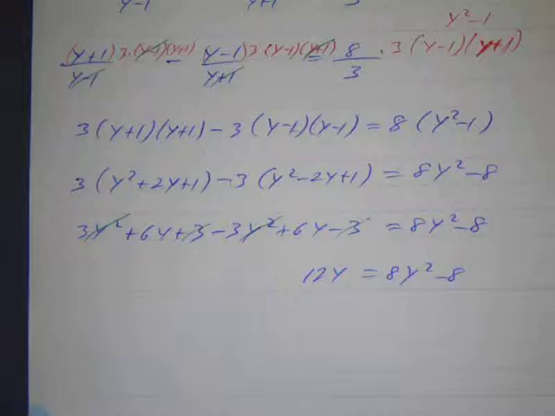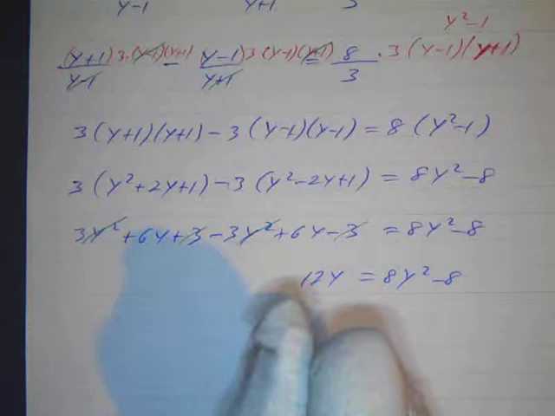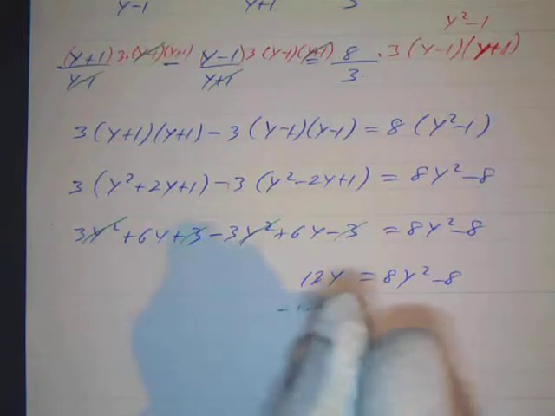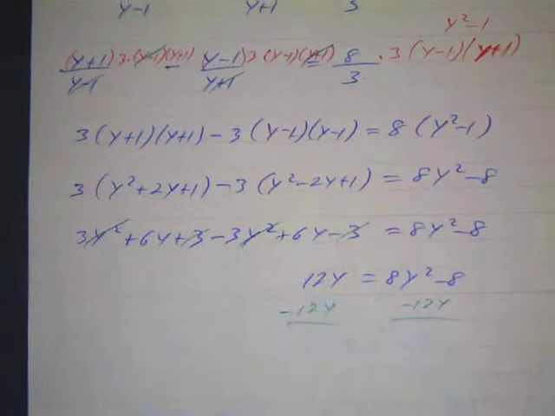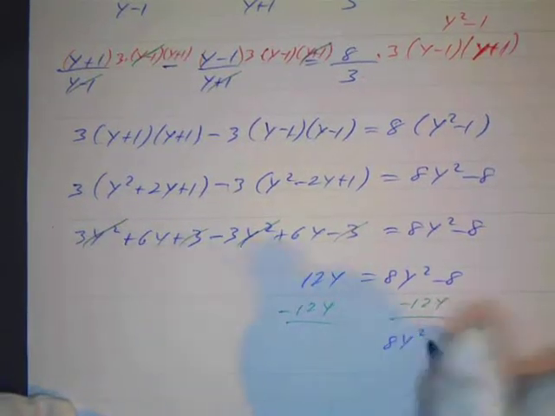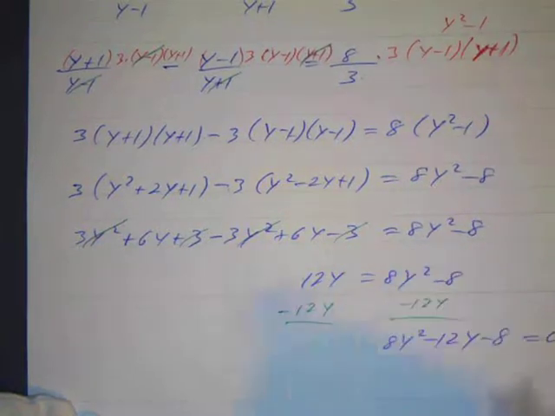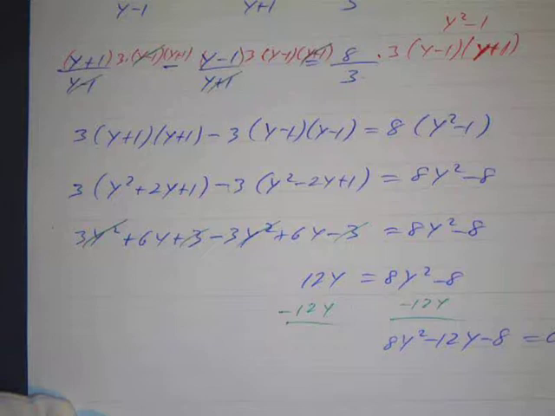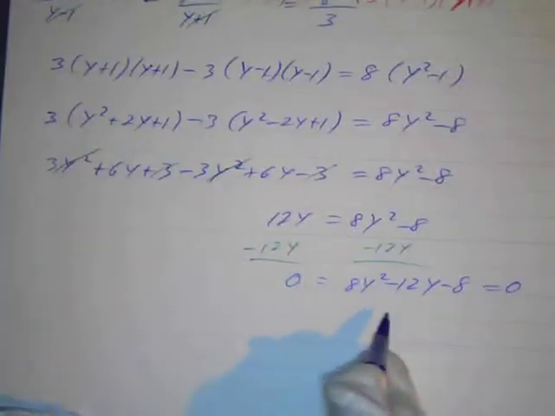Okay, so I got a quadratic, so I'll subtract 12y from both sides, and I've got to set it equal to 0 and solve it. So that's what I'm going to do, subtract 12y. And I end up with 8y squared minus 12y minus 8 equals 0. So there's my quadratic, where 0 equals that. So now I got to deal with this.